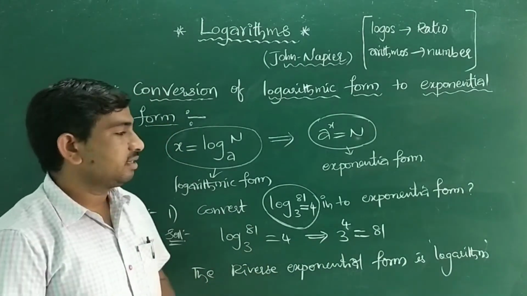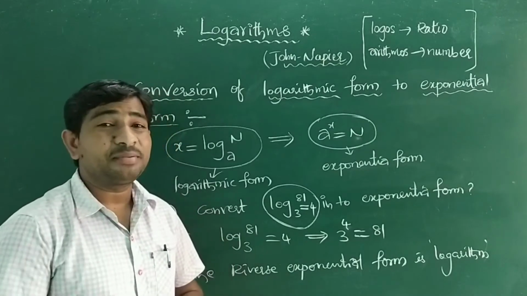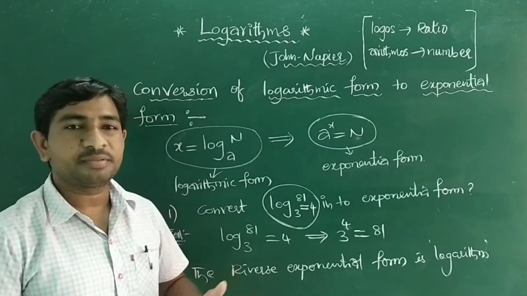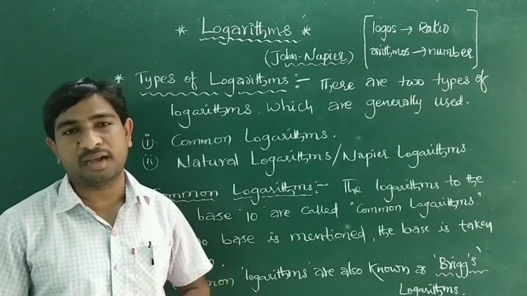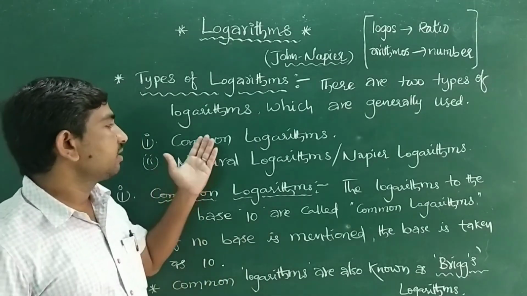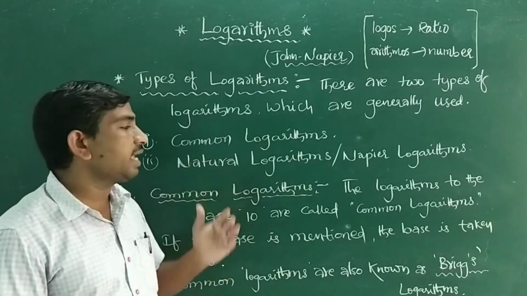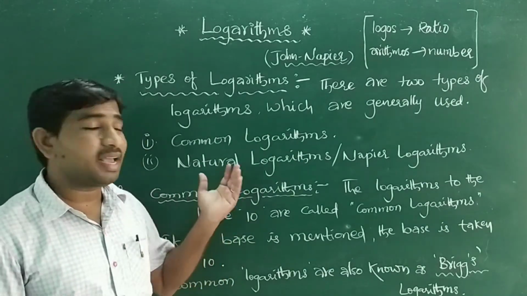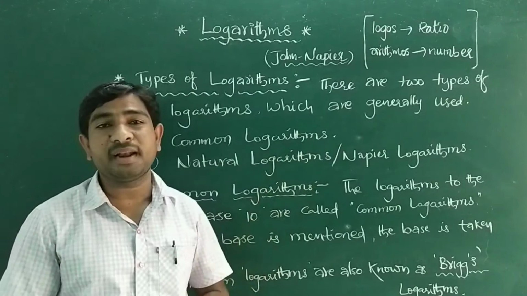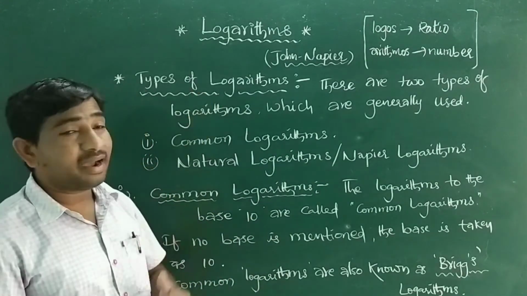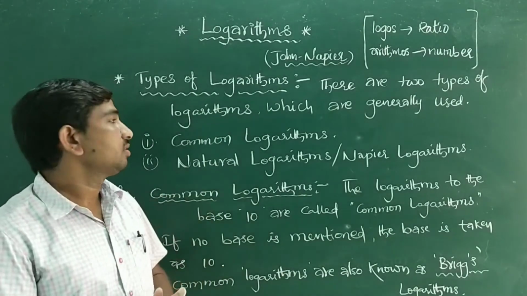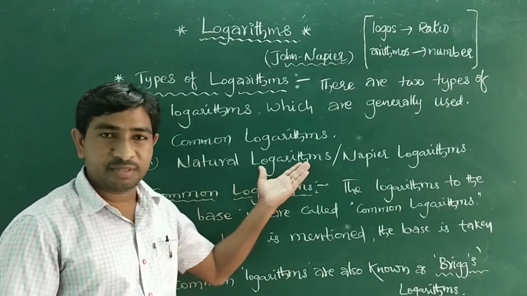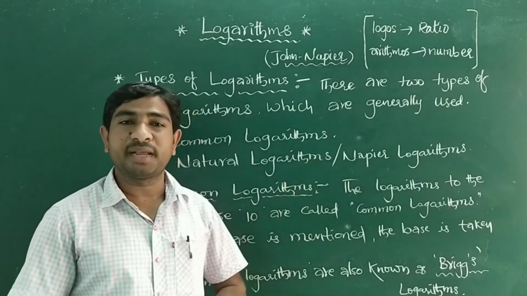Now we will see the next topic, types of logarithms. Generally we have two types of logarithms: the first one is common logarithms and the second one is natural logarithms. Natural logarithms are also called Napier logarithms, because the logarithms topic was introduced by John Napier. That's why it has this name.